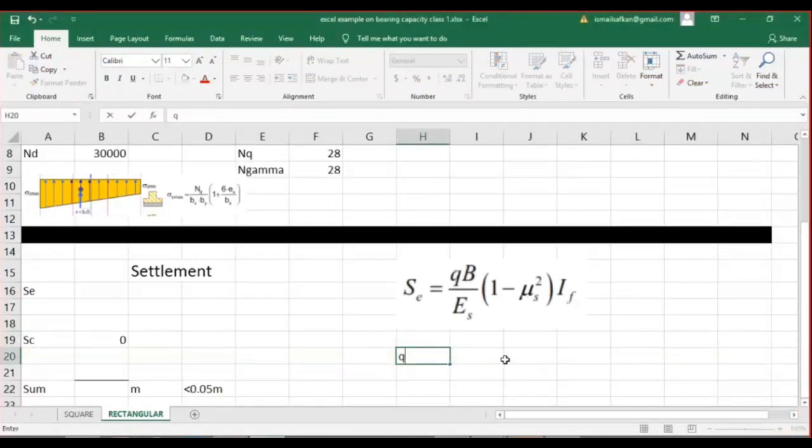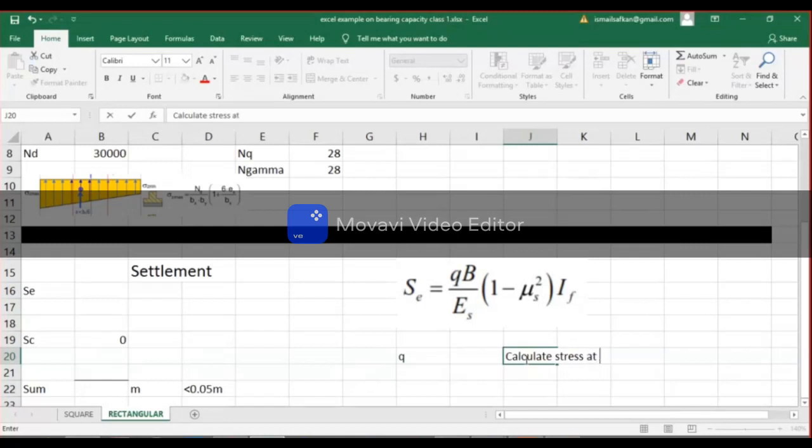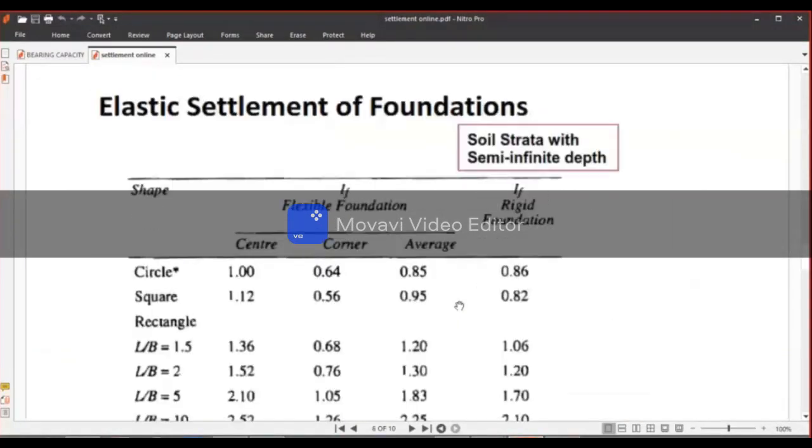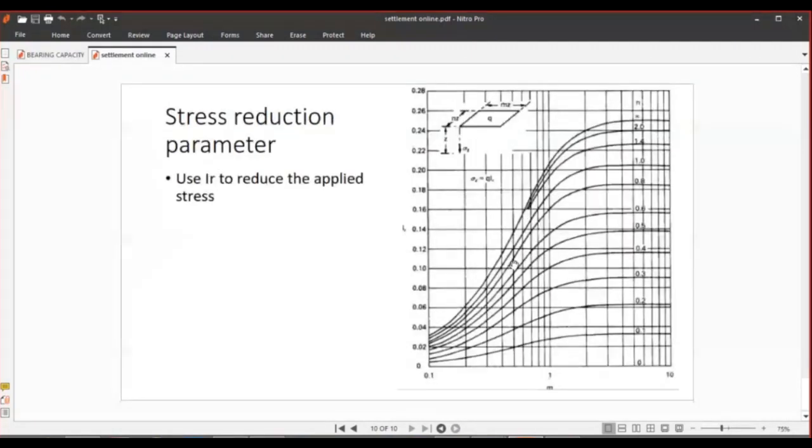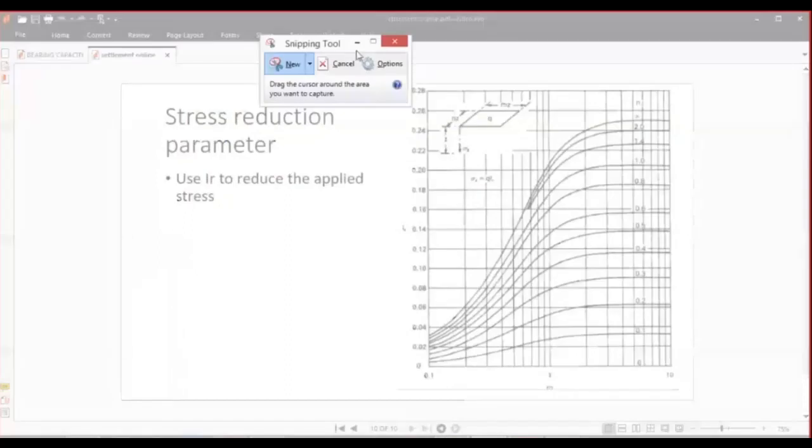For Q, calculate stress at 1 meter depth. How do I do that? I have a chart. So I should utilize this chart.